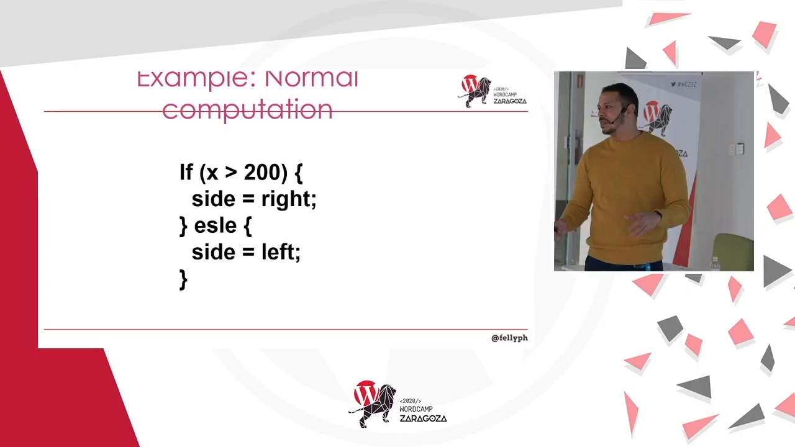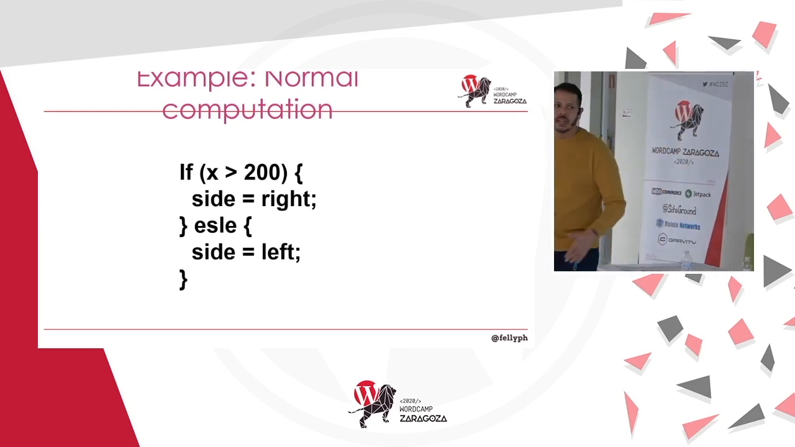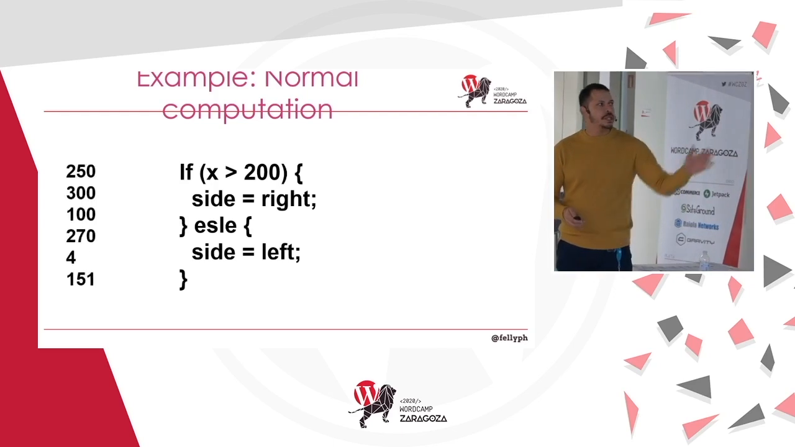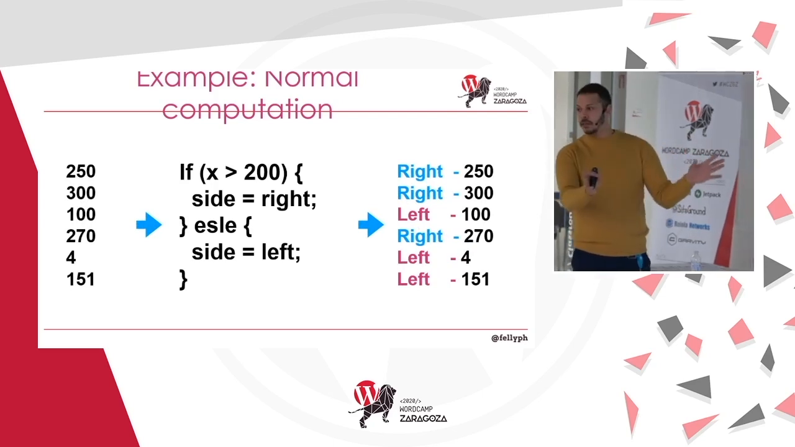So in normal computation, the way we call it is explicit. You just give the rule. If it is greater than 200 pixels, it will be right, and if it's smaller, it's left. We just get the data, pass it to that conditional, and you get the result, right or left. That's fine. That's the way that we normally code.